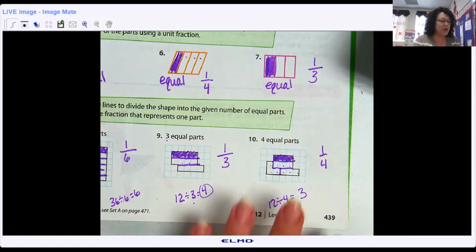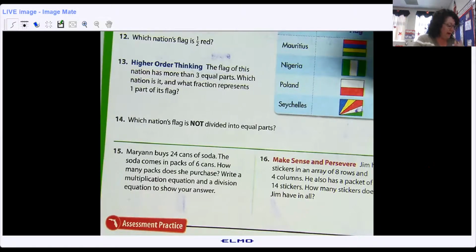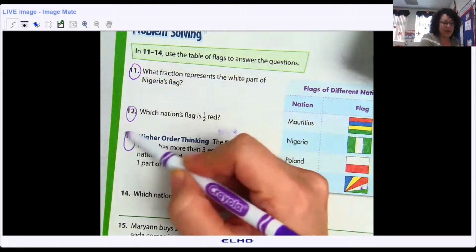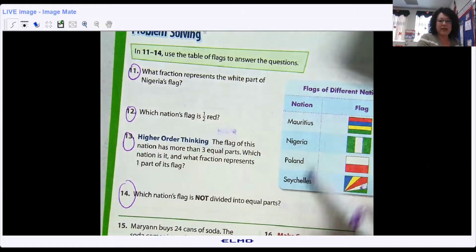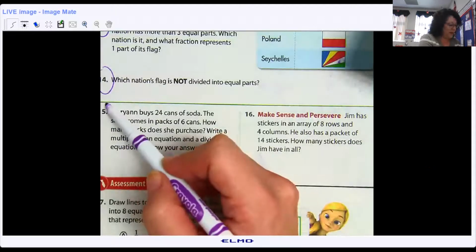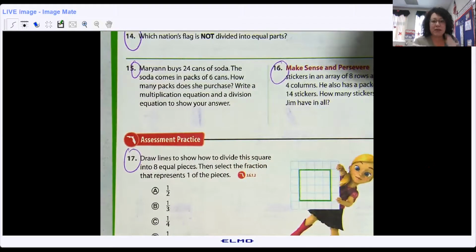Okay. So your job today independently is you are going to complete the back. 11, 12, 13, 14. You are using this table. Yes, 15 and 16 and 17. No discussion post today because I just want you to practice with your fractions. Remember, unit fraction means 1, and the bottom number is how many all together. Okay? Make sure you get it checked.